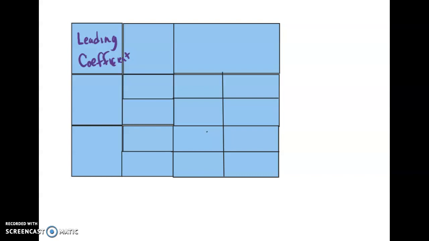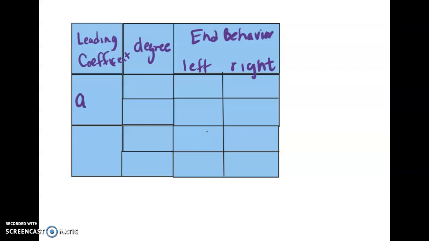In the second column, we're going to look at the degree. And then here, we're going to label this the end behavior. And we're going to talk about the left side versus the right side. So if you have a leading coefficient that is positive, I'm going to call the leading coefficient a sub n. A sub n just stands for the coefficient on the term with the highest exponent.